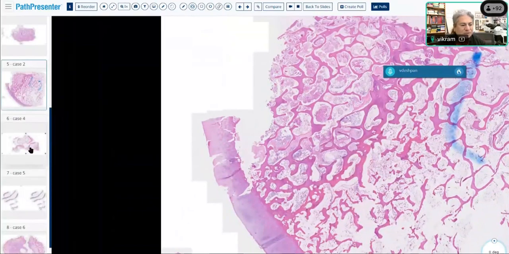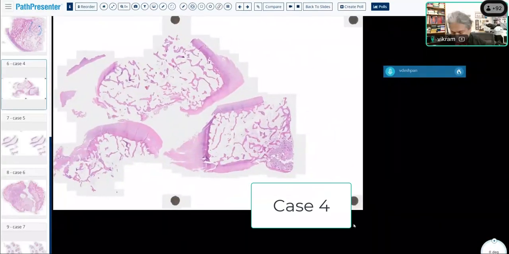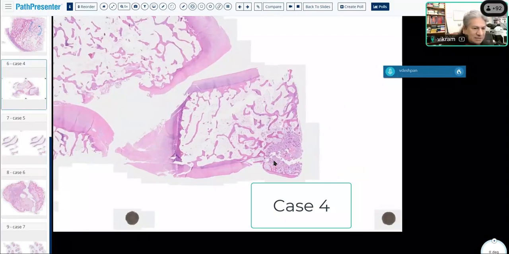Let's go to case number 4. Here's another typical example. Yeah. Okay, so this is a beautiful example. Does someone want to describe this for me? This is case 4. So I'll tell you the story.